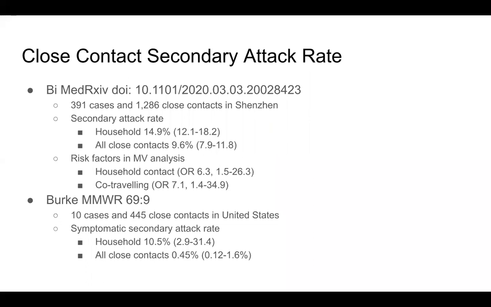Despite that, they found a 14.9% household secondary attack rate. The bottom study was the first 10 identified cases in the United States, as well as 445 close contacts who had active symptom monitoring. They similarly found a 10.5% household secondary attack rate. This rate is, of course, presumed to be much higher in circumstances where cases are not identified and not isolated, as in these two studies.